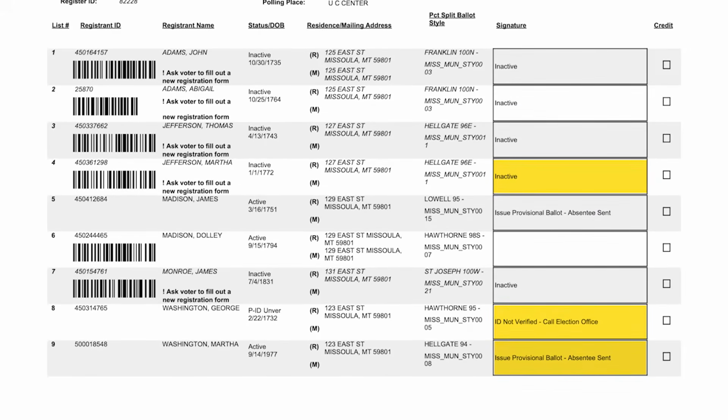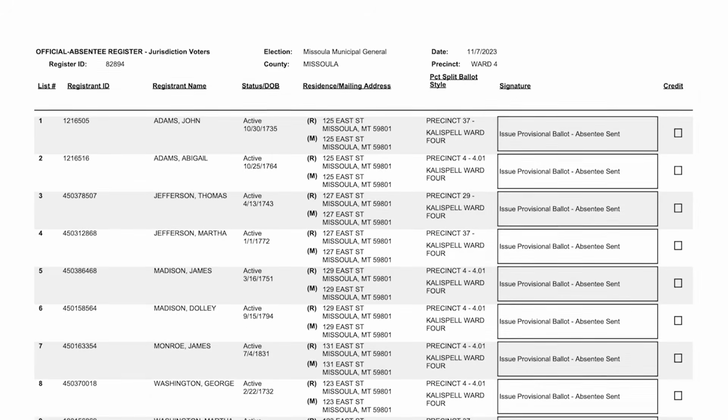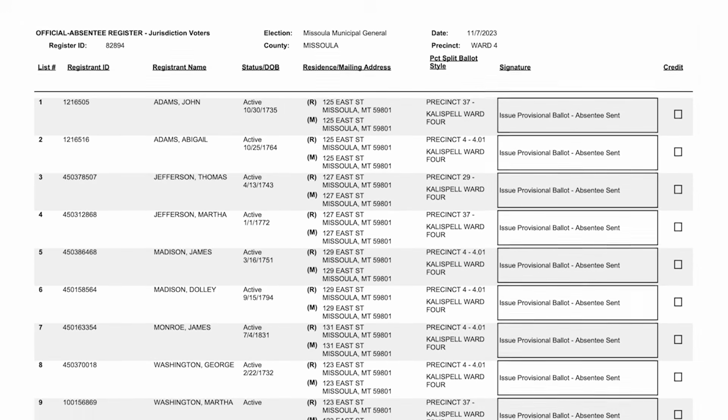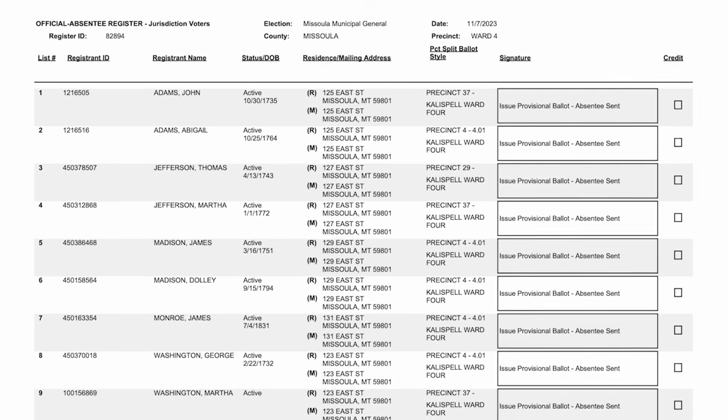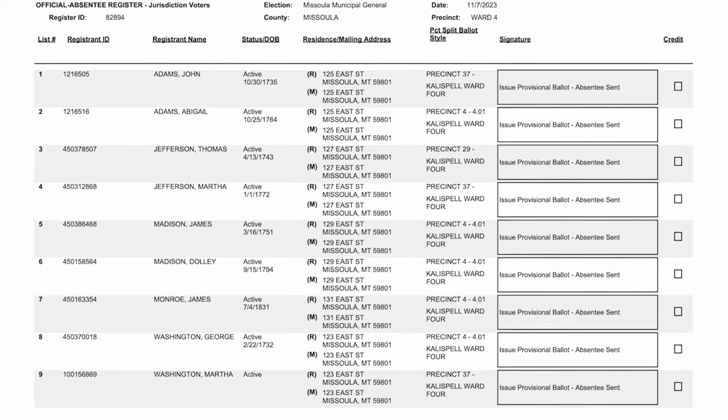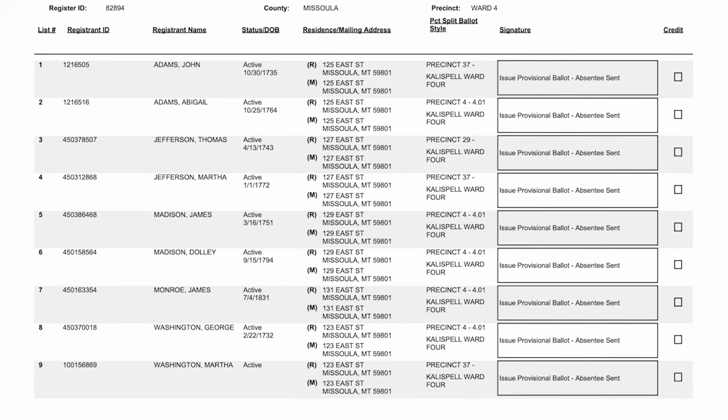Some counties will use a provisional register separate from the register containing active and inactive voters. Be sure to check both registers if your county has them separated. This lesson, and the ones that follow, will instruct you on what to do for each of those statuses.